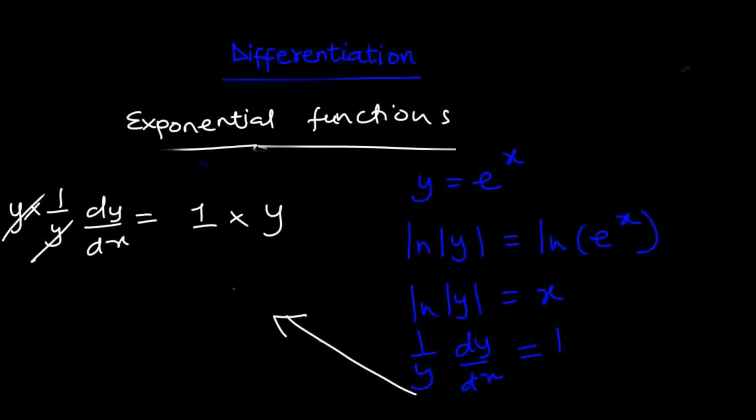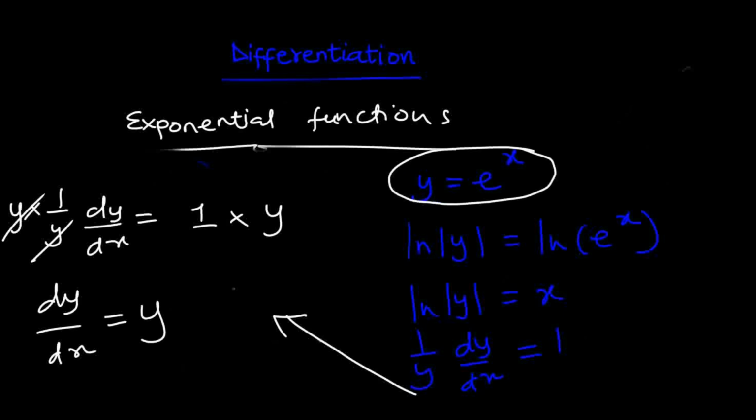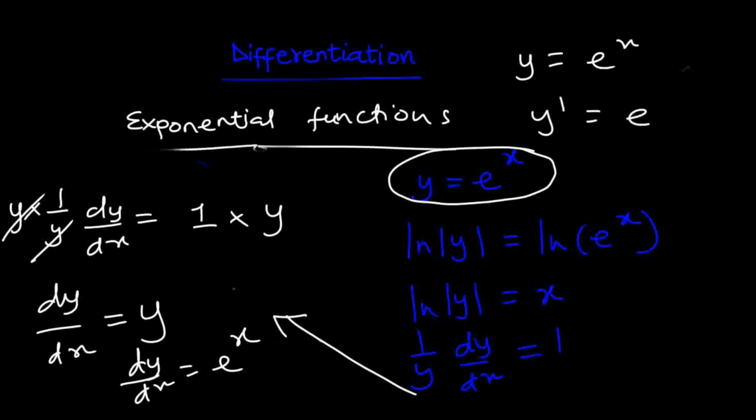So at the end I have dy over dx equals 1 multiplying y, which is y. But from here we know that y equals e to the power x. So therefore we will have dy over dx equal to e to the power x. That's the reason why when you have a function y equal to e to the power x, its derivative will still be e to the power x.